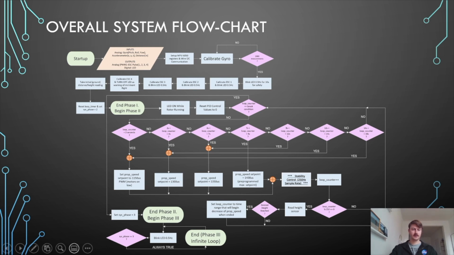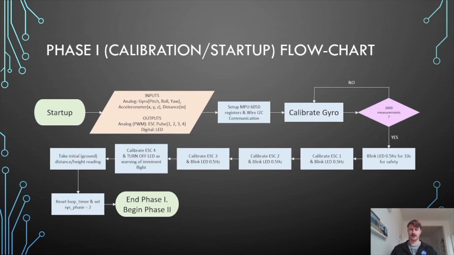Here is the overall system flowchart. It's a little bit zoomed out because there are a lot of pieces, so I split it into two sections. Section 1 is the first phase of the system, which is startup and calibration. Essentially, there's getting the inputs all set up: the gyroscope data coming in, the accelerometer data coming in, and the distance data coming in, all analog.